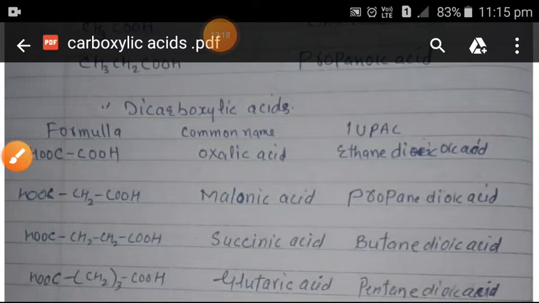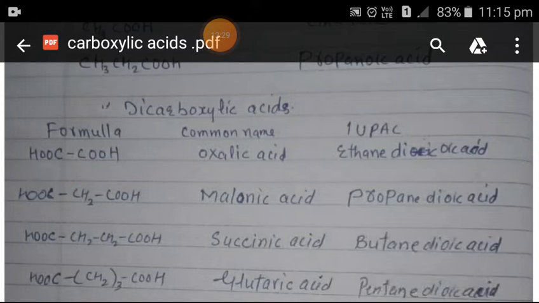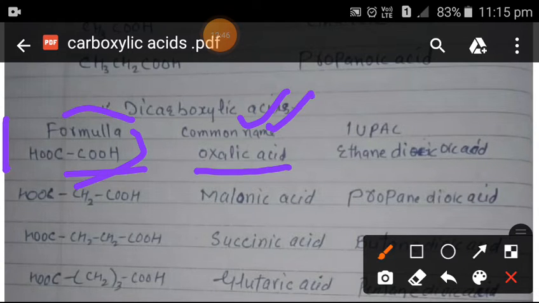So here, first remember, there are two carboxylic acid groups. So what is the name of the compound? Commonly this is called oxalic acid. The common name of the first member of the dicarboxylic acids is oxalic acid. So it is the most familiar name. You must remember this.